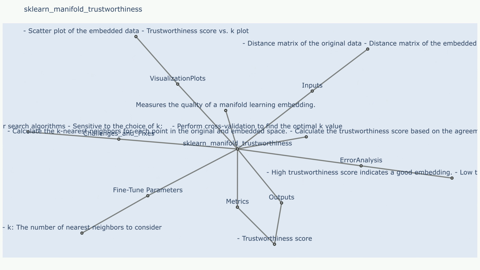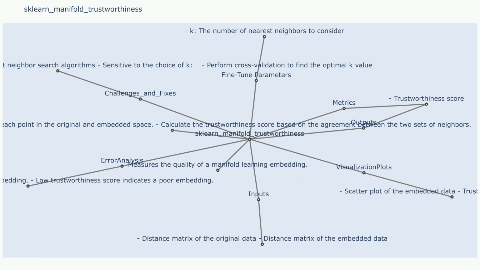Visualization plots. Visualization plot 1. Explain in detail. Scatter plots can visualize the original data and an embedding to visually inspect the preservation of local structures. Visualization plot 2. Explain in detail. Heat maps can be used to show the trustworthiness scores for different values of k, the number of nearest neighbors.